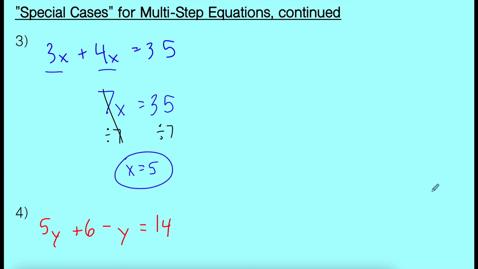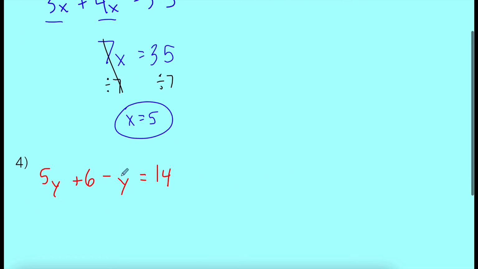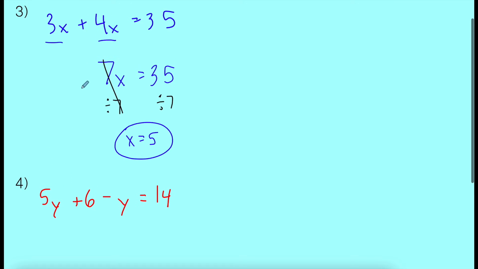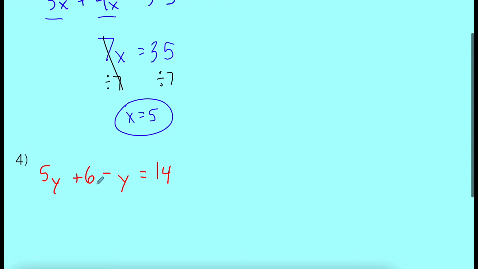Let's look at another one of those in this number 4 here. This is the same concept as number 3. I have two terms that have a y. So I've got 5y and 1y, minus 1y. So these two terms, those can be combined together. They're on the same side of the equation. They're both on the left side of the equal sign. So why not, like we did a chapter before, combine like terms?